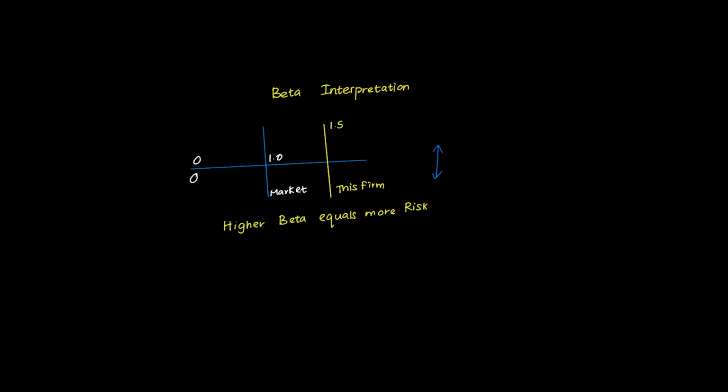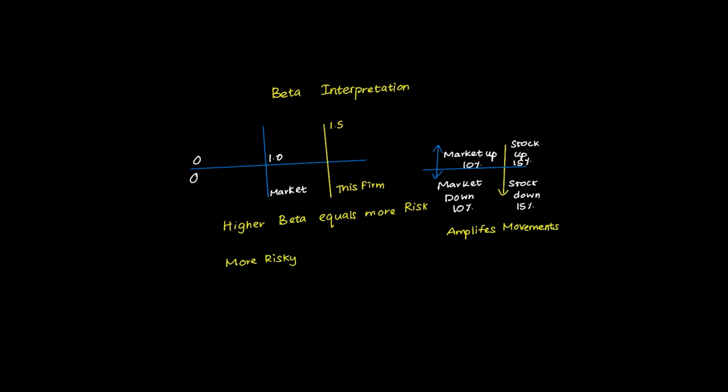In this case, the firm has a beta of 1.5, which is greater than 1. This tells us the firm is riskier than the average market investment. If the market goes up 10%, we'd expect this stock to go up about 15%. But the flip side is also true. If the market drops 10%, we'd expect this stock to drop about 15%. It amplifies market movements by 50%. So this firm experiences larger swings than the overall market, making it a higher risk investment.